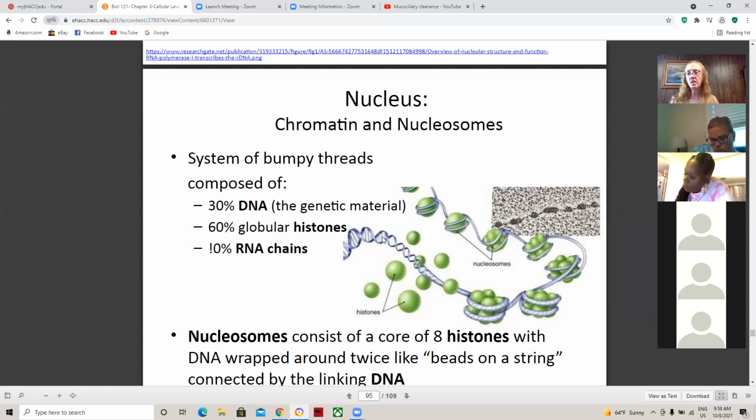If you look here, here's the DNA double helix. It wraps around a core of 8 histones, so an octamer of 8 histones. And the DNA double helix wraps around this octamer of histones twice. When the DNA is wrapped around this octamer of histones, this structure is referred to as the nucleosome.